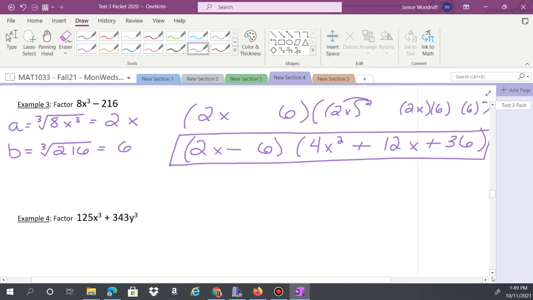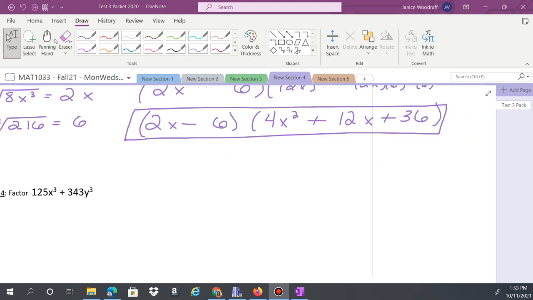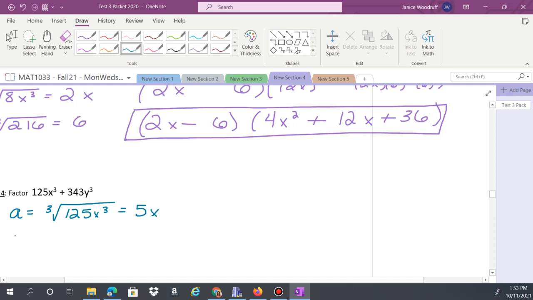Any questions? You guys want to try this last one on your own? Same exact way you just did this one. Okay. So let's take a look. So for A, we have the cube root of 125x cubed. What'd you guys get? Good, 5x. And then for B, cube root of 343y cubed. What do we get there? 7y. Good.